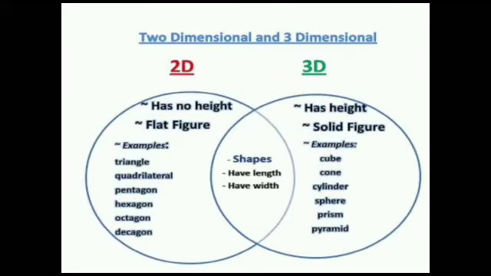Here are the differences between two-dimensional and three-dimensional. So a 2D shape has no height. It is a flat figure. For example, triangle, quadrilateral, pentagon, hexagon, octagon, decagon. But a 3D shape has height because a 3D shape is a solid figure. It is not flat, only a solid figure. For example, cube, cone, cylinder, sphere, prism, pyramid. These 2D shapes and 3D shapes have length and width also.